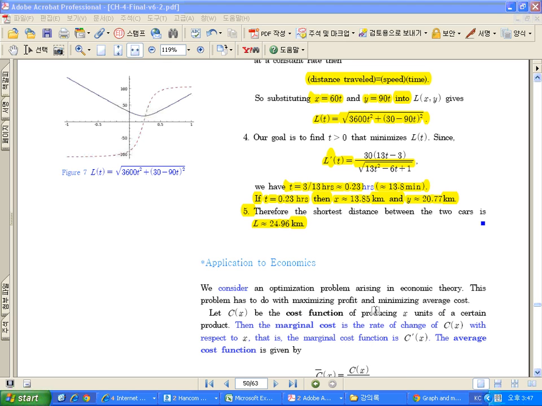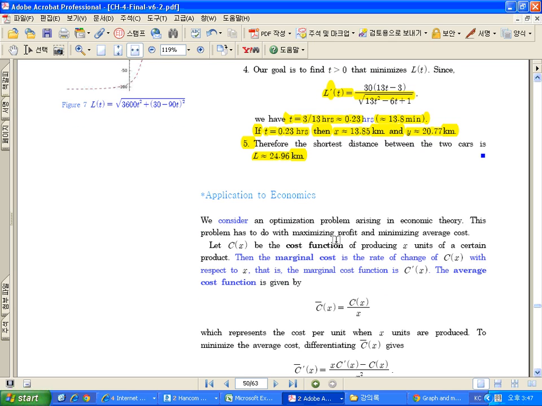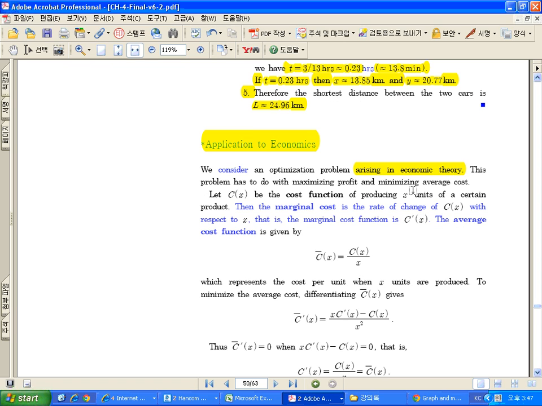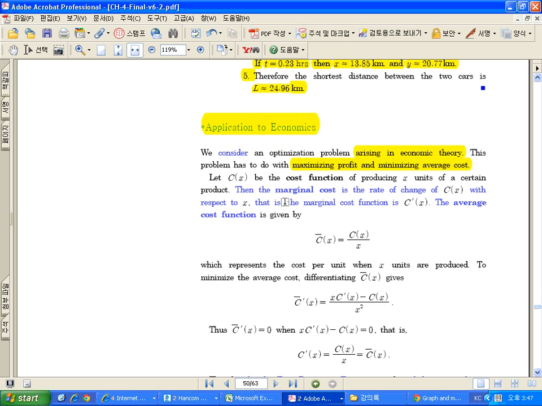Okay. Next, application to economics. We consider an optimization problem arising in economic theory. This problem has to do with maximizing profit and minimizing average cost, not just the cost, but the average cost. Let C of x be the cost function.